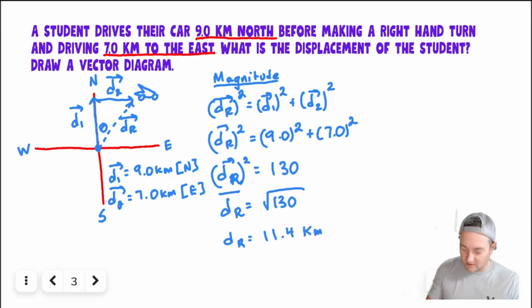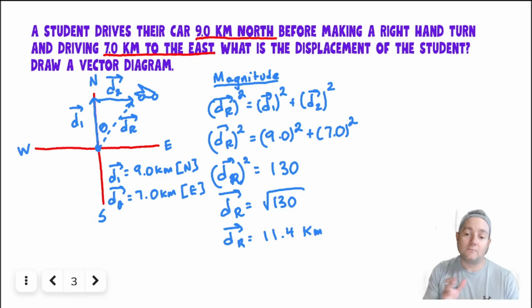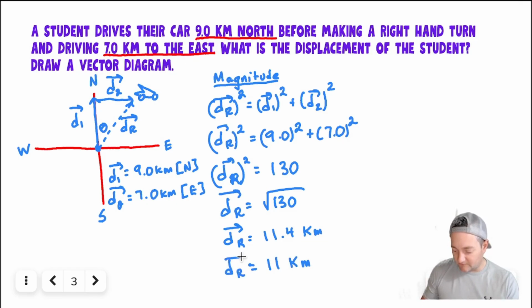And if I mess up my mental math, you guys can drop it right in the comments and correct me. I make a lot of mistakes, so I wouldn't doubt if I messed it up. So that's the magnitude, 11.4 kilometers. Now we can put that back down to 11 if we're using significant figures. 130 only has 2 sig figs. So now we've got to get the direction. That's the magnitude of it, so now we'll do the direction.